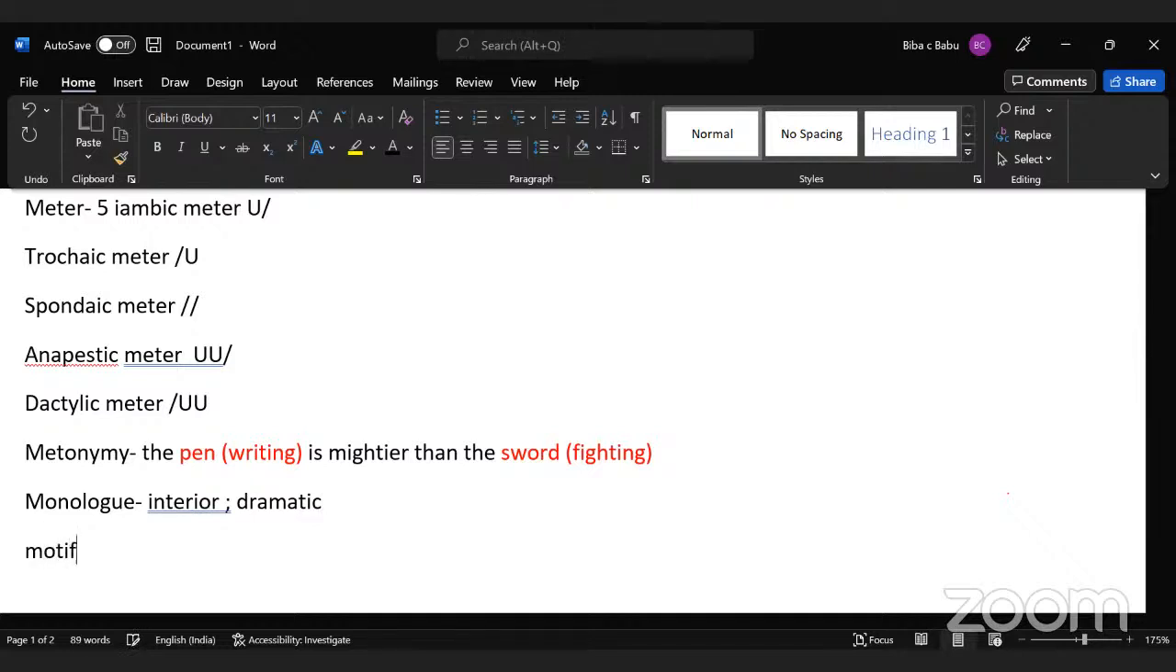Next is motif. Motif is an object or an idea that is repeatedly used. Ma'am, please explain interior and dramatic once again. Interior monologue is used, it means it is interior. Interior means inside. It is the inner thoughts of a character.